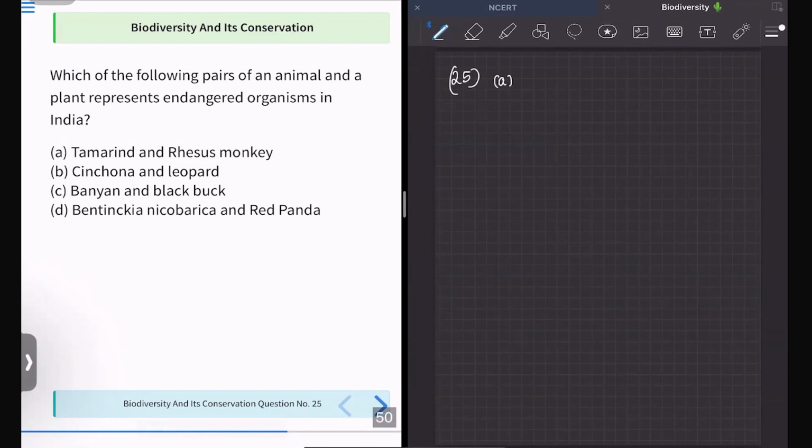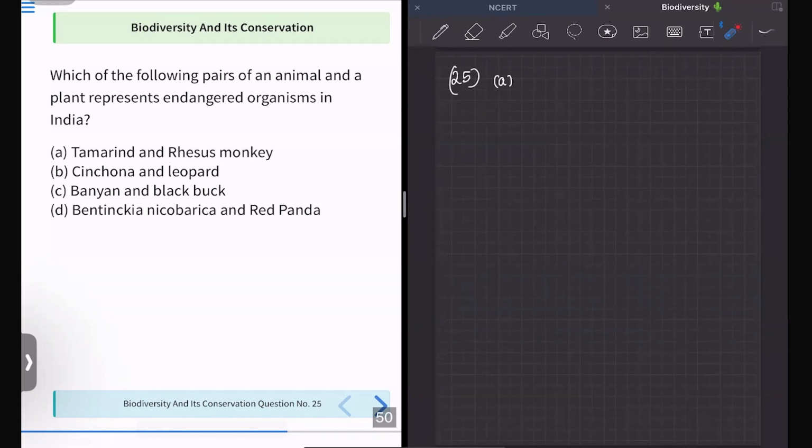In option A, the plant given is tamarind. If you know, this tamarind is nothing but imli. So do you think imli is being endangered? No, it's such a common thing. So option A is wrong, as well as the rhesus monkeys. Do you think that monkeys are becoming endangered?